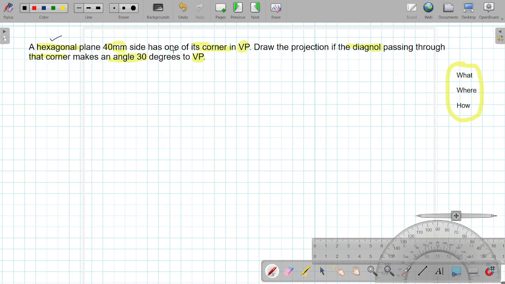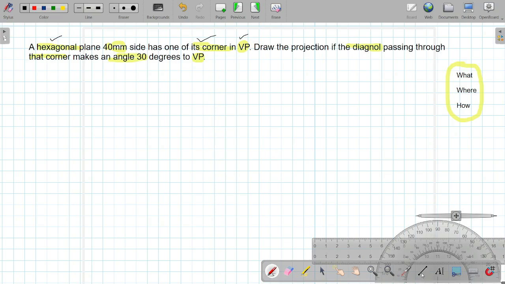Then where to draw, it's written here that it has one of its corner in VP. So if it is in VP, we have to start above the XY line. So that's the answer to the second question. And the third question is how. So here it is written that one of its corner. So the same thing which we have done in the previous problem. The only difference between previous and this is here it is starting from VP. That is the construction will start from above the XY line.